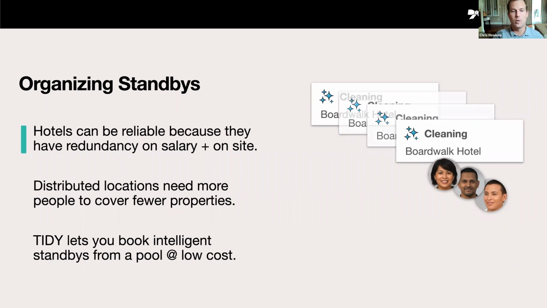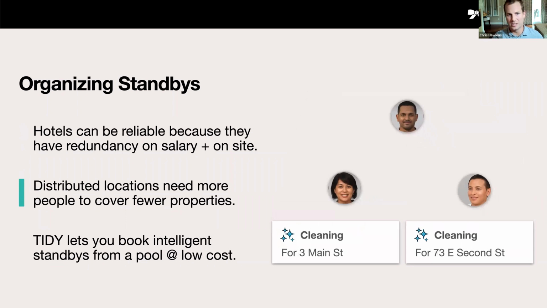However, for people with distributed locations, you need more people to cover those properties. You don't have that same level of redundancy. It's not as easy. And many people don't want to hire those people on salary at all times because you just don't use them as much, right? A 1,000-room hotel is definitely going to be using some cleaners, but you might have guests intermittently checking in and out. And so you don't want to do that.